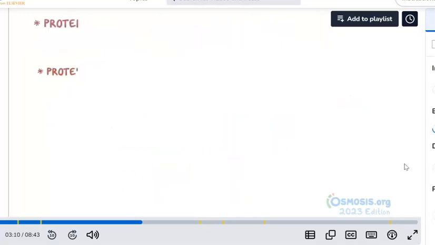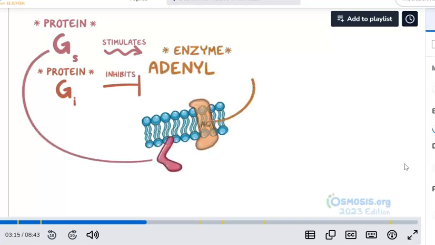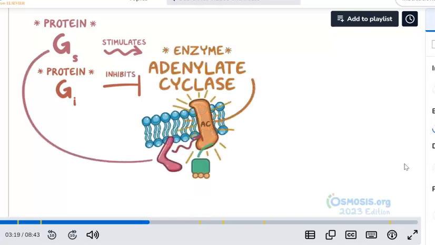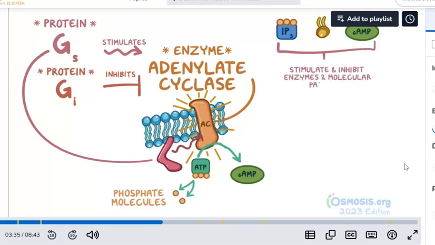On the other hand, proteins Gs and Gi stimulate or inhibit, respectively, the enzyme adenylate cyclase, which takes adenosine triphosphate, or ATP, and removes two phosphate molecules and transforms it into cyclic adenosine monophosphate, or cAMP. Inositol triphosphate, diacylglycerol, and cAMP then go on to stimulate and inhibit different sets of enzymes and molecular pathways.